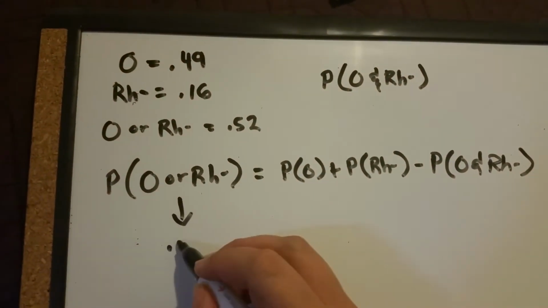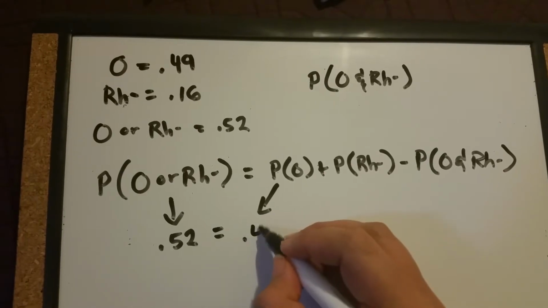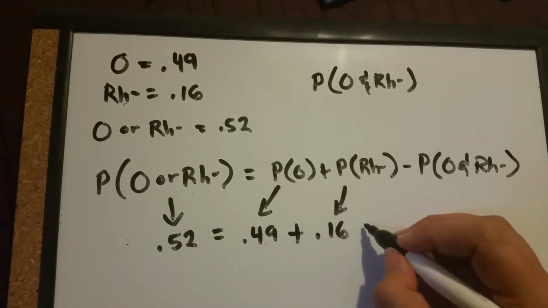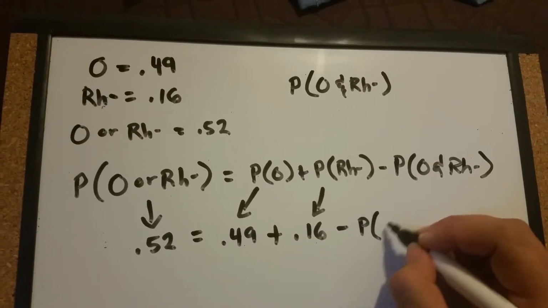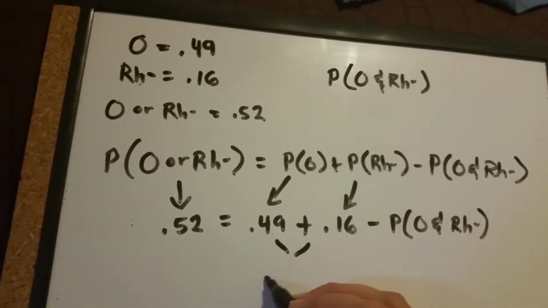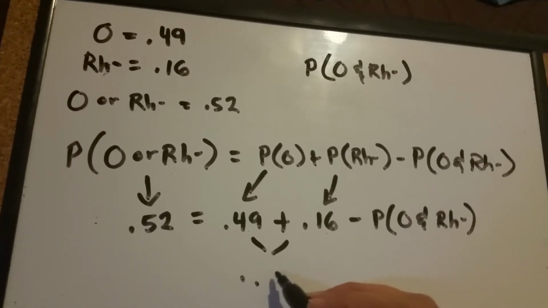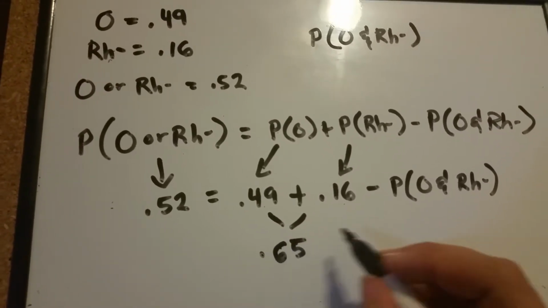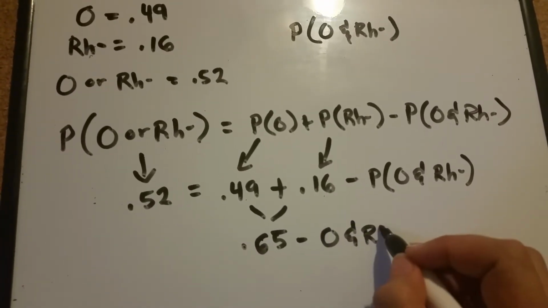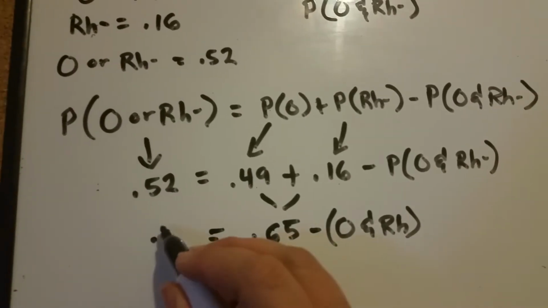Okay, so what do we have here? We have 0.52 for mine. My O would be 0.49, my Rh negative would be 0.16. And then this, I don't know still, so I'm just going to bring it down. I can combine these two: 0.49 plus 0.16, I get 0.65, minus, I'm going to get rid of the P for now, so we can just imagine this as one letter, x, something like that.